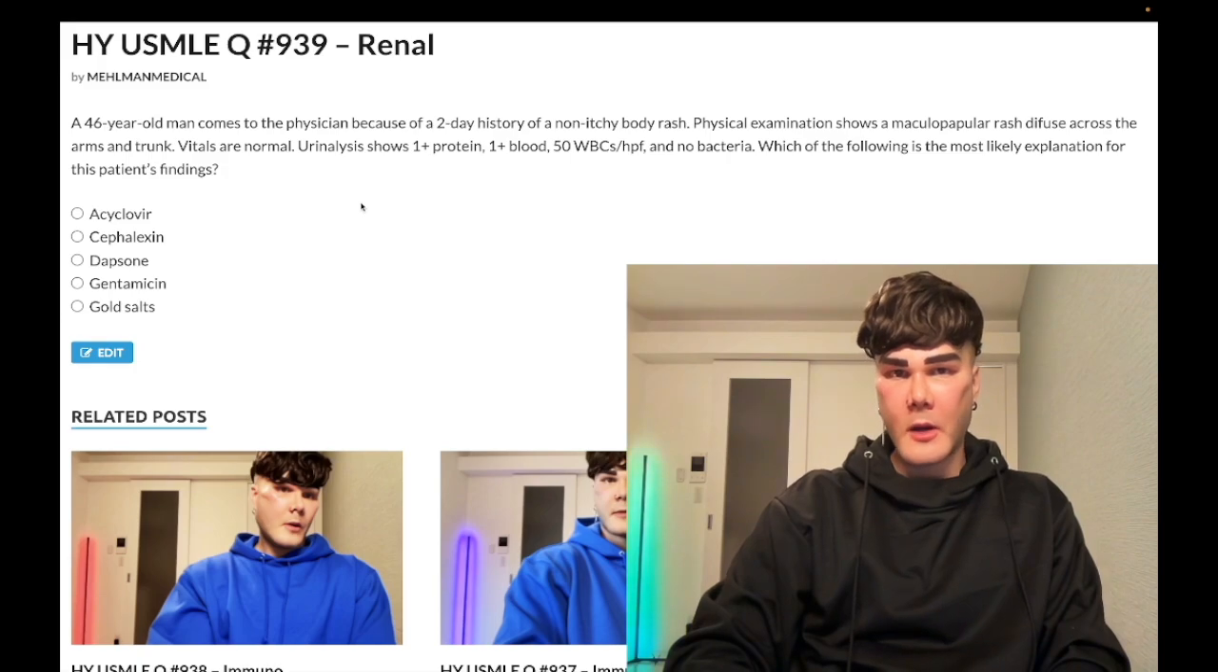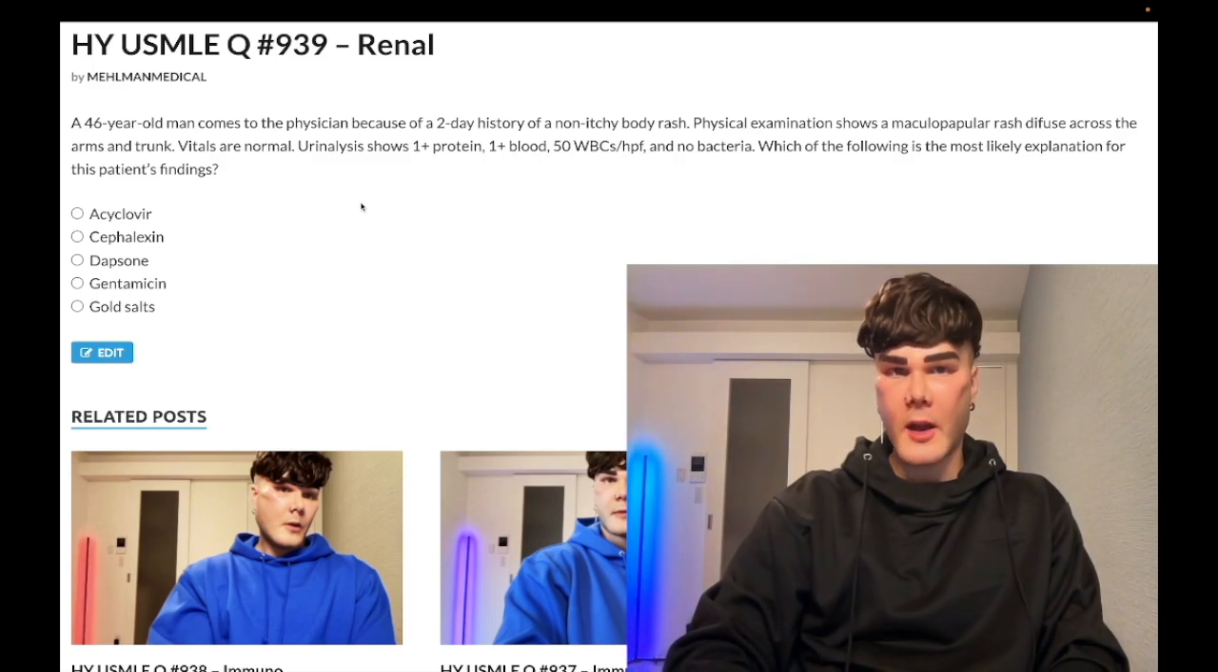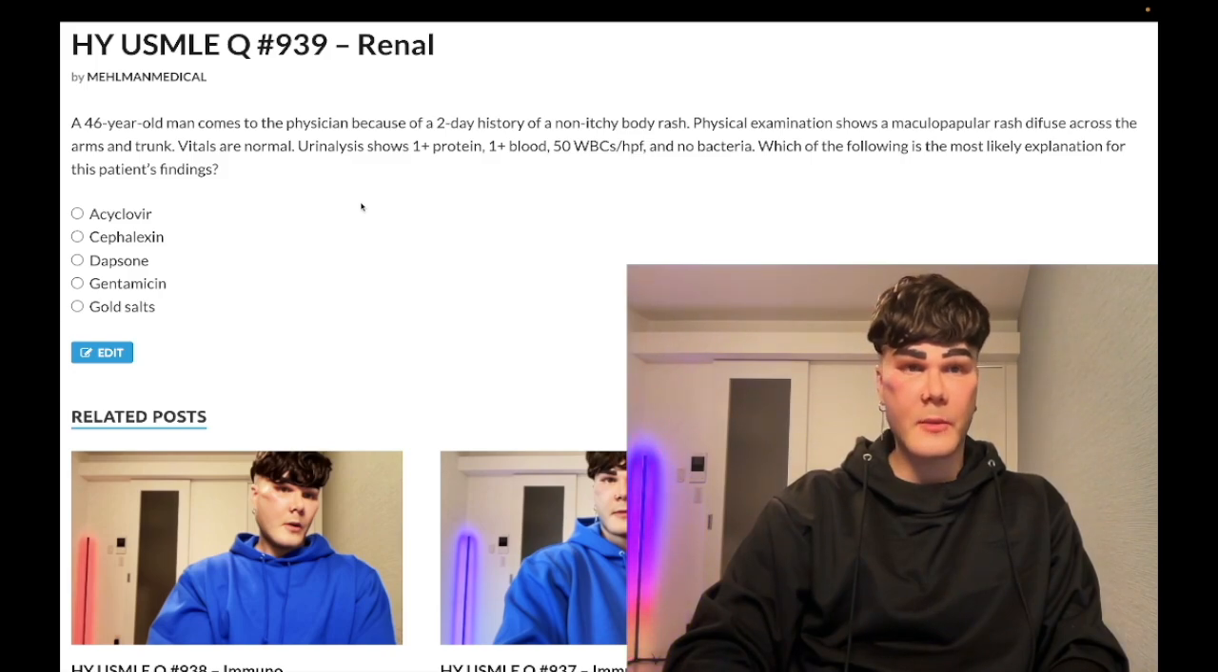46-year-old man, 2-day history of non-itchy body rash. Physical exam shows a maculopapular rash diffused across the arms and trunk. Vitals are normal. Urinalysis: 1 plus protein, 1 plus blood, 50 white blood cells per high-powered field, no bacteria. The question wants to know the most likely explanation for the patient's findings.